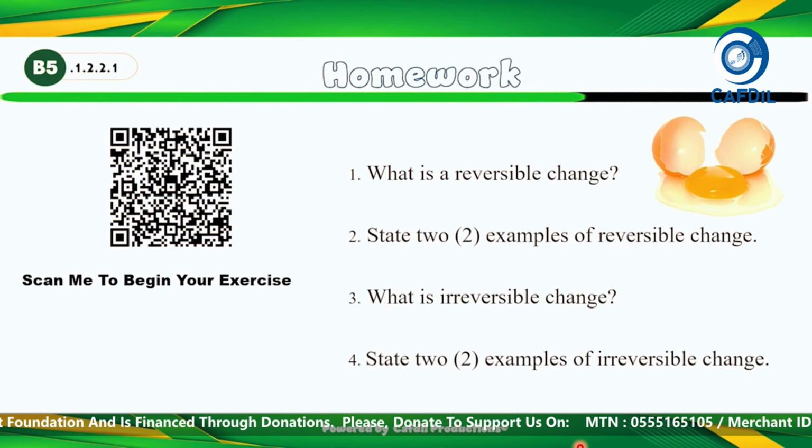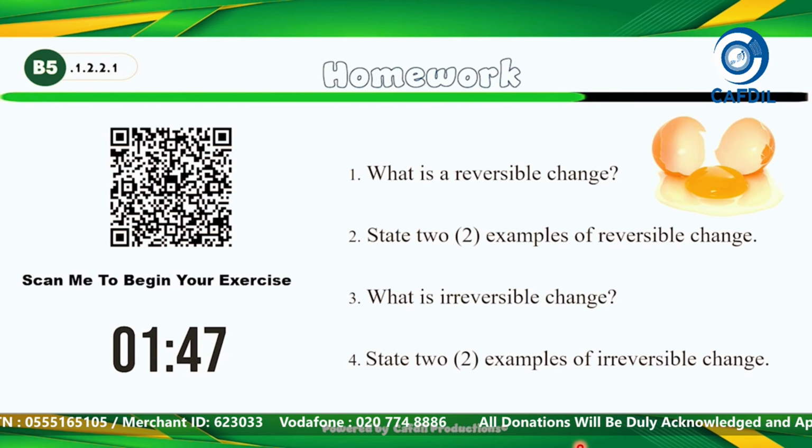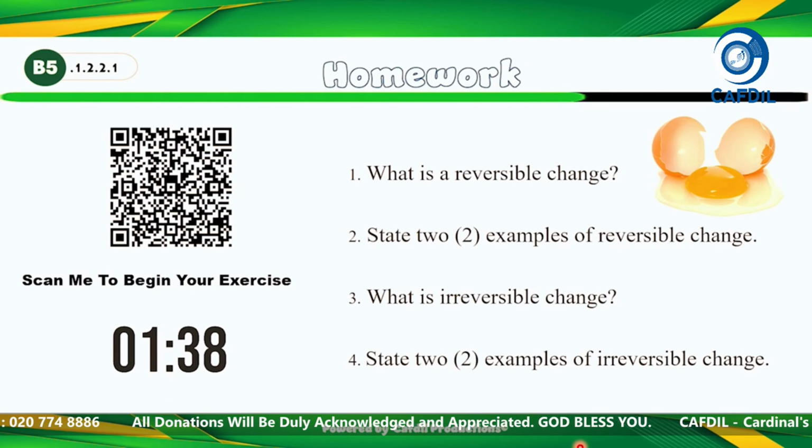Write the homework as well as scan. If you don't have a device, you can just write the homework and then try your hands on. If you have a device, just scan the QR code and then begin your exercise. When you finish, click on submit and then you get another page where it will tell you to view your results.